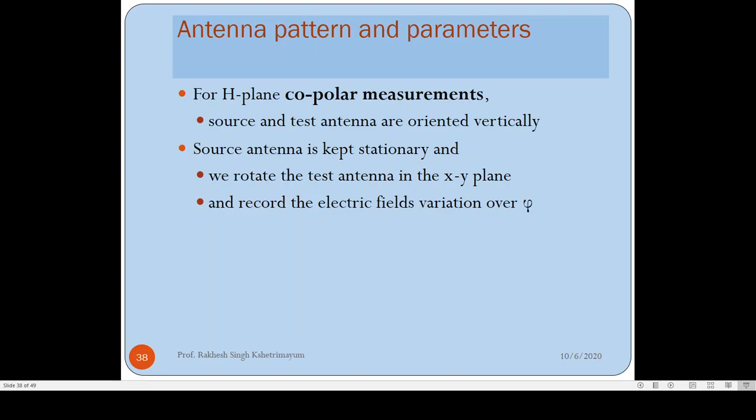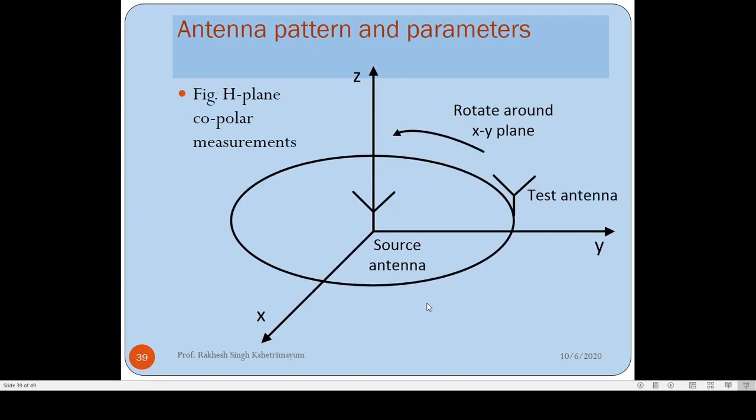You can also make measurements for the H plane. So for the H plane, what do you do? For the H plane copolar measurement, you keep the transmitting antenna and receiving antenna in the same direction. They are aligned properly so that they are in the same polarization now. What you do is you move this test antenna, the AUT, antenna under test, in the XY plane. In that case you will be able to receive the signal transmitted from the transmitting antenna in the XY plane for different values of phi. So you can get the azimuthal pattern of the antenna, and this is for the copolar case.